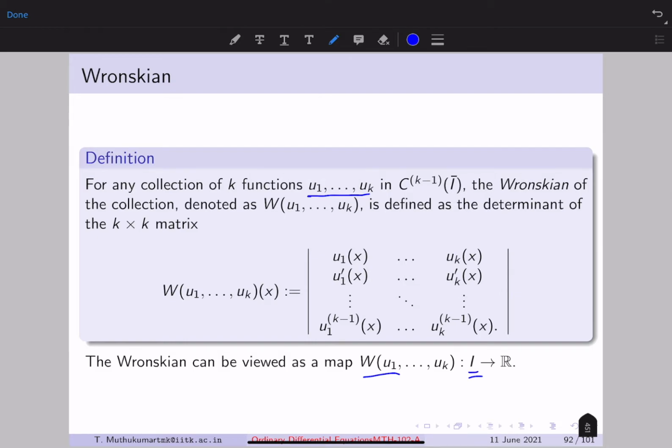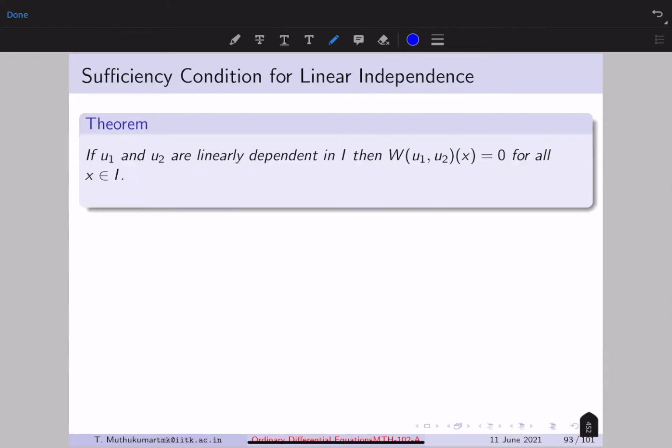So this is Wronskian. Now, why did we define Wronskian? We are going to characterize linear dependence and independence via the Wronskian. The first theorem is this: if U1 and U2 are linearly dependent in I, then the corresponding Wronskian is 0 for all x. So you see, I said it's a function of x, right? So for all x, it's 0.